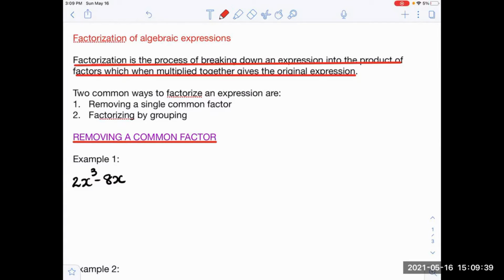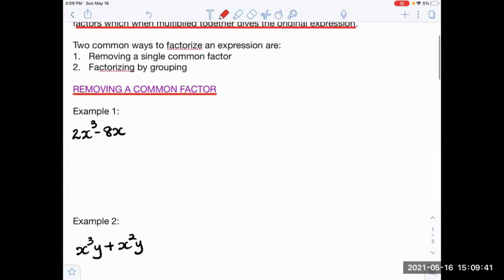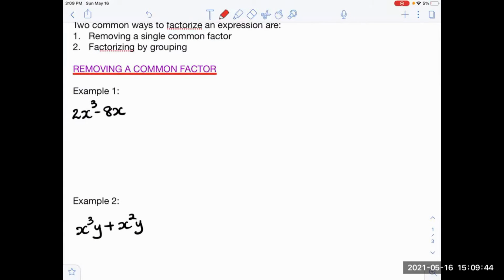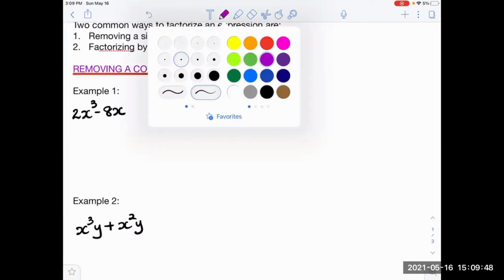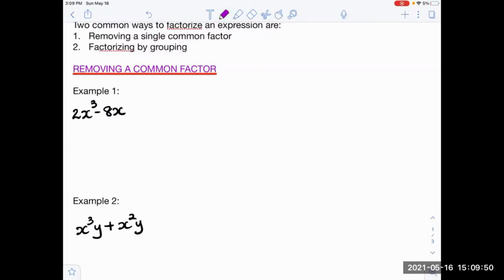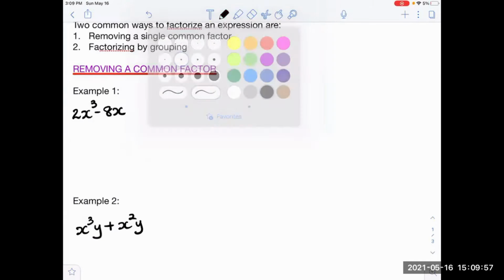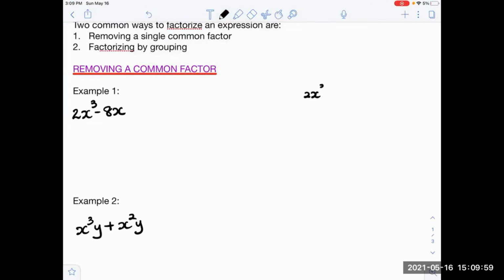The first method is removing a common factor. In this method, we are going to remove the common factor from both terms. So example 1, 2x cubed minus 8x. We are going to write 2x cubed and 8x as the product of factors. From observation, in the constants, 2 is a factor of 2. It is also a factor of 8.